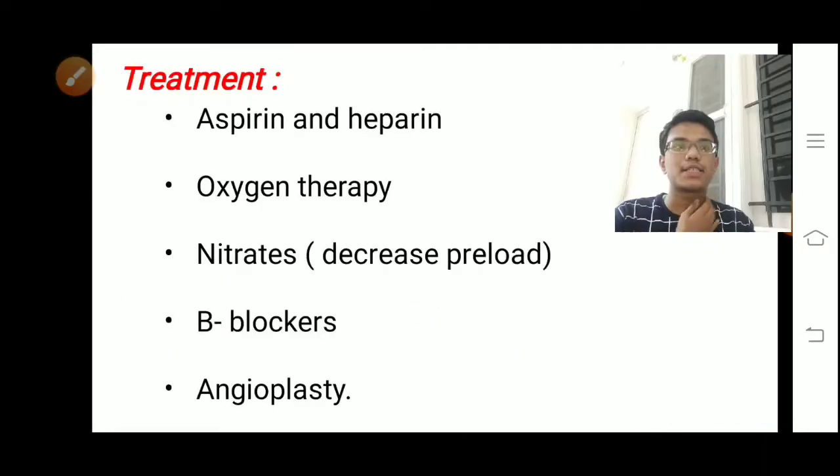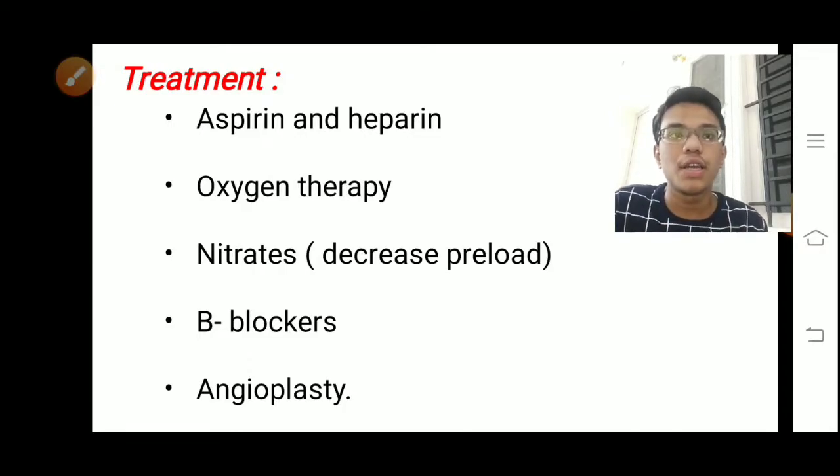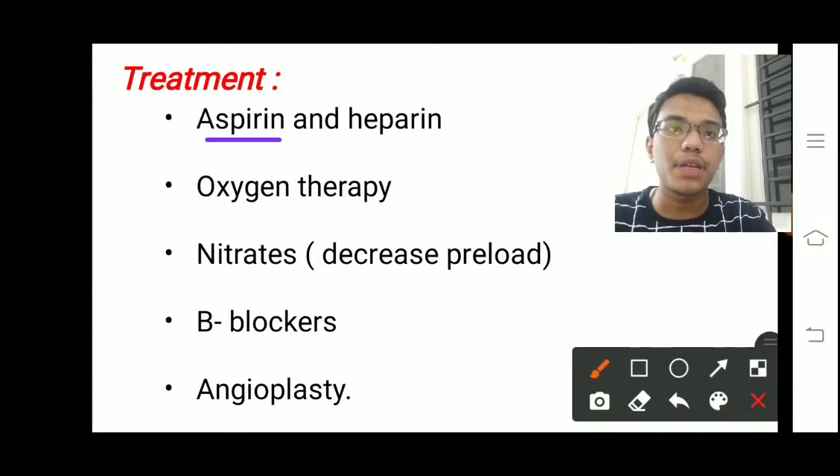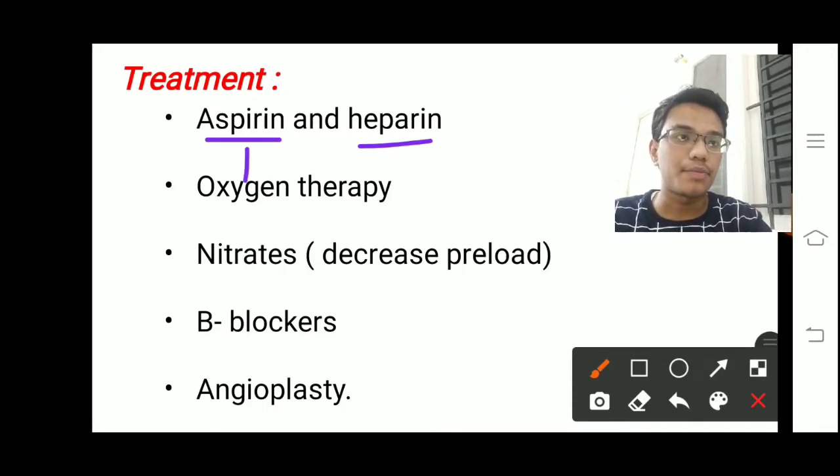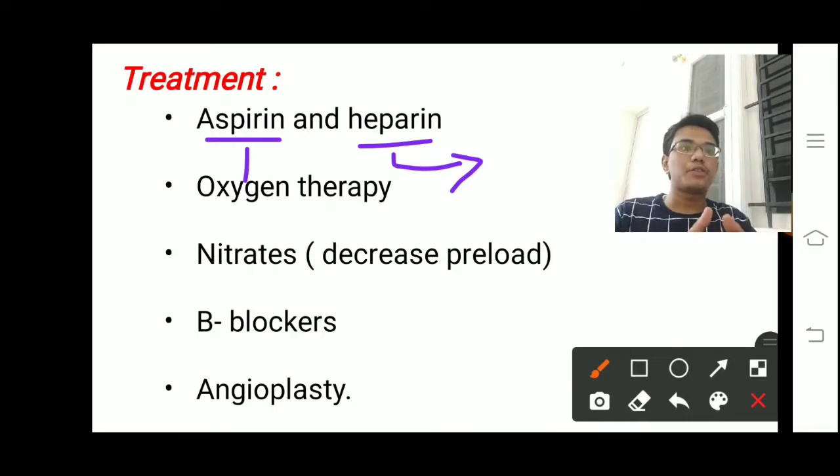Now the treatment part. Discuss the treatment part and we'll conclude this session. So what is the treatment? It is aspirin as well as heparin. Aspirin is, as you know, an antiplatelet, and heparin is an anticoagulant. And this treatment part, you will learn in detail in pharmacology. And just touching up here, the MI should get completed overall.